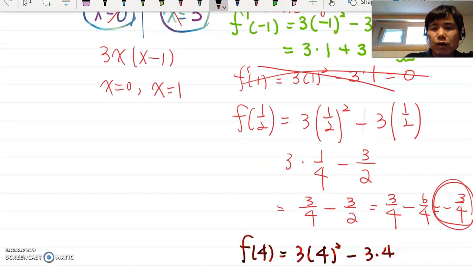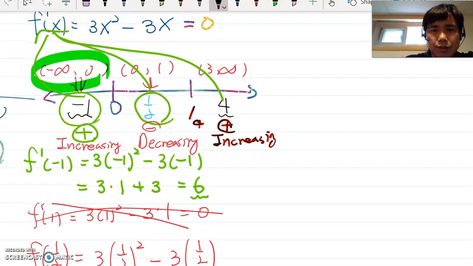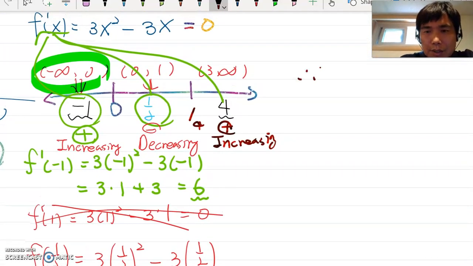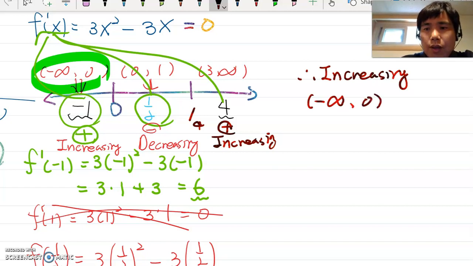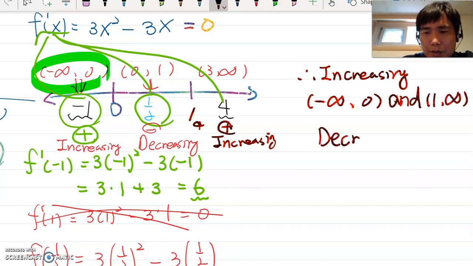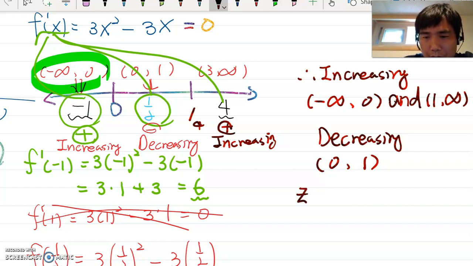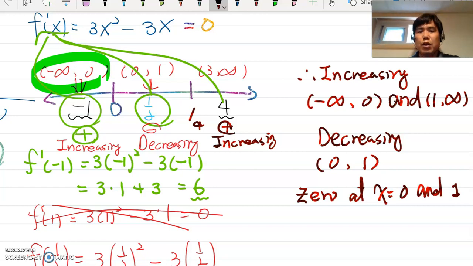Okay, so therefore I can finalize the answer. So here, the increasing area, I can say negative infinity to 0 and 1 to infinity, and decreasing, we can do 0 to 1, and the slope is 0 at x equals 0 and 1. That's the answer for this problem.